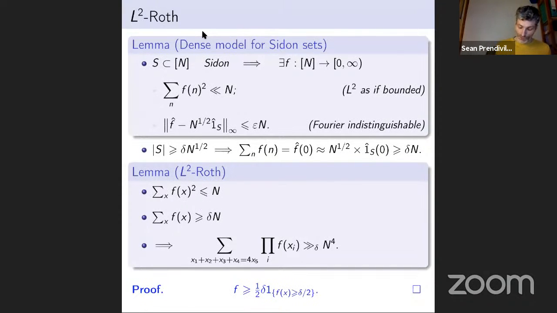So to prove this L2 version of Roth's theorem, we just invoke our counting version of Roth's theorem in many variables that we proved last time for this equation. You apply it to this set, and you use this lower bound to obtain your lower bound for the solution count for f. So there's not too much going on there, it's just thresholding.